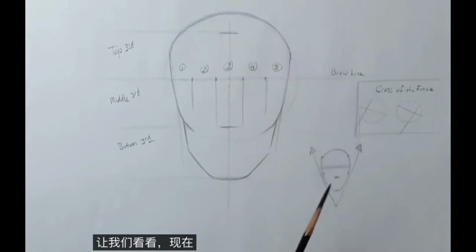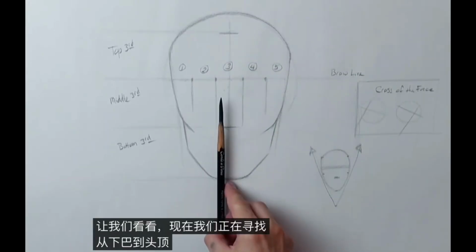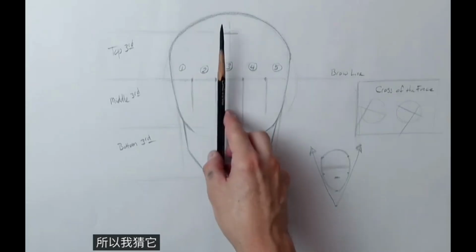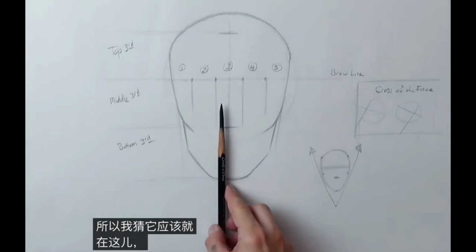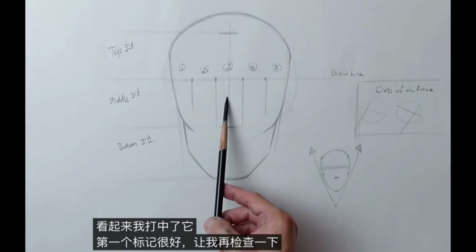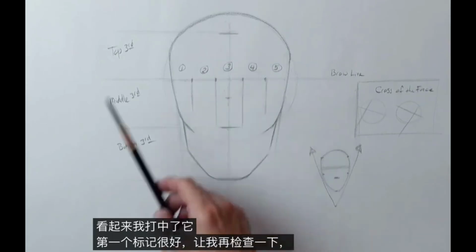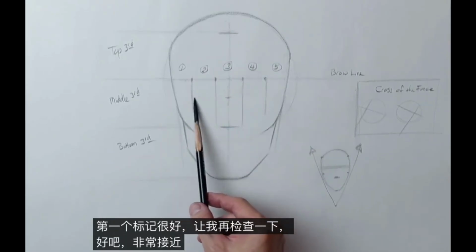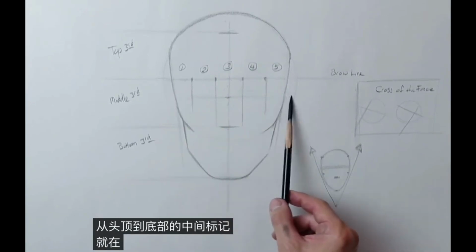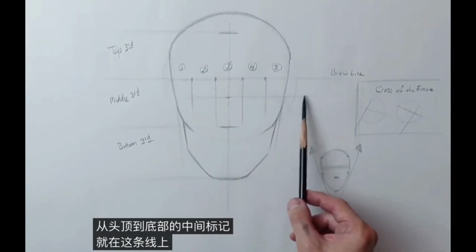Let's see. So now we're looking for the halfway mark from the chin to the top of the head. So I'm going to guess that's going to be about right here. It looks like I hit it pretty good on the first mark. Let me double check it. All right, that's pretty close. So the halfway mark from the top to the bottom of the head is right here on this line.